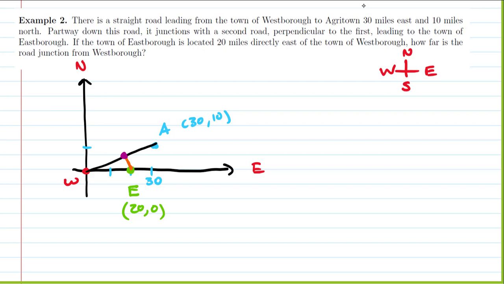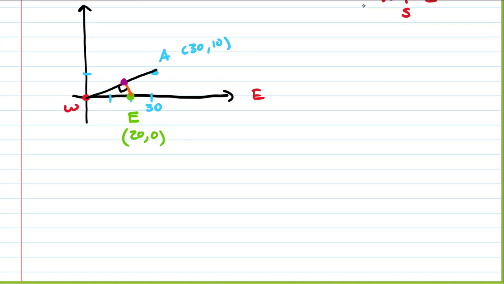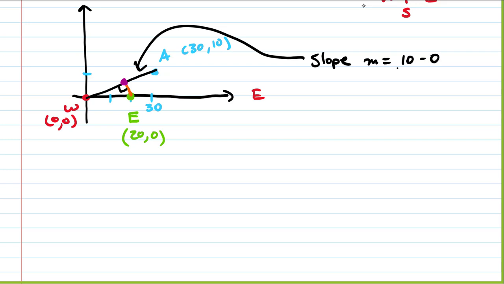So once again, one of the key things that we're told is that this is perpendicular, right? So that helps us figure out a couple of different things. So first of all, if we look at our line that connects Westboro and Agritown, we know Westboro is at the origin, so 0, 0, and Agritown is at 30, 10. So what is going to be the slope of this line? Well, slope is y2 minus y1, so 10 minus 0 over 30 minus 0 gives us 10 over 30, which reduces to 1/3.